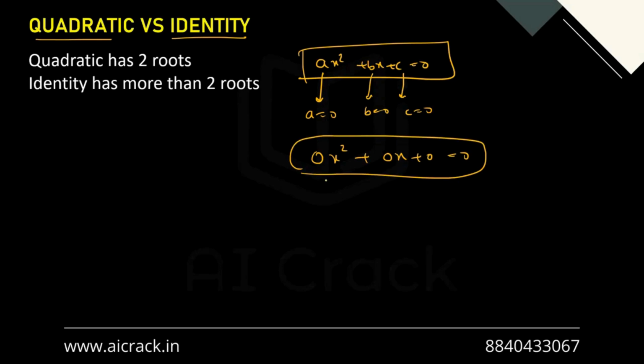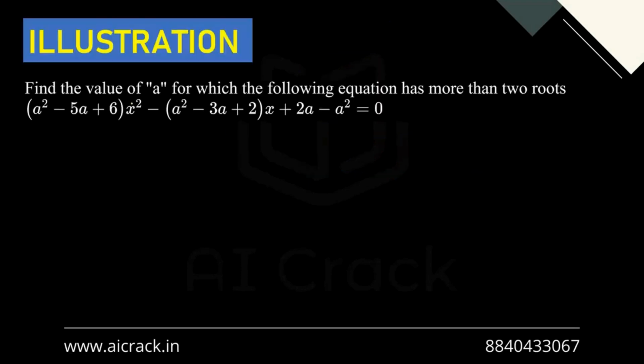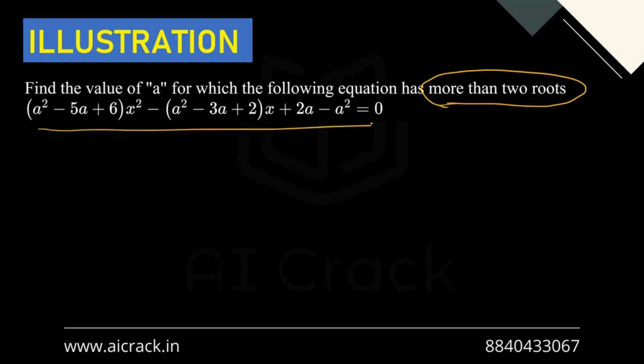So you might be wondering that what kind of questions can be framed. Now there can be certain statements given like, okay, this is a quadratic equation and it has more than two roots. In that case we have to assume that all the coefficients and constant numbers are equals to 0, right? And we might have to find something out of those conditions. Let's look at one illustration based on same. Find the value of a for which the following equation has more than two roots. So just like I mentioned earlier, it can be given in quadratic form but with a statement that it has more than two roots. So that basically means it's an identity, right?